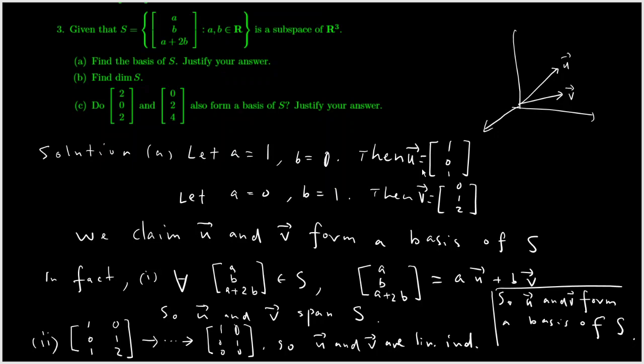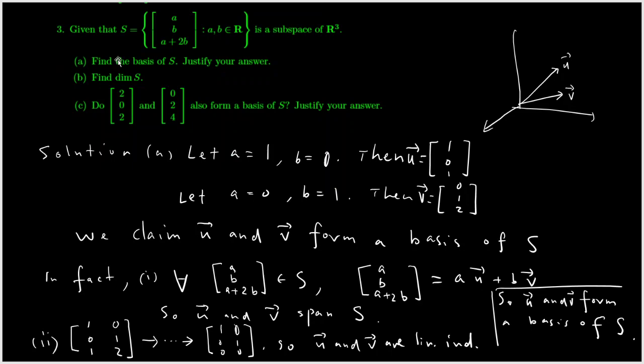Linearly independent means none of the two vectors is a linear combination of the other one. In this particular case, it means the two vectors are not parallel. The two vectors are not on the same line. Okay. Can I say that way? The two vectors are not parallel.